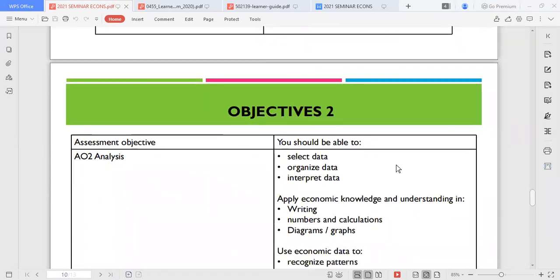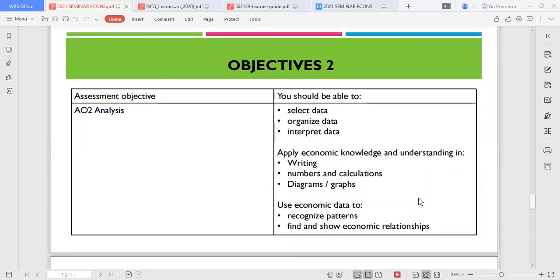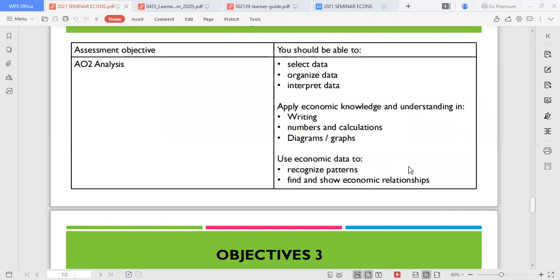You should be able to select data, organize data, interpret data. Applying economic knowledge and understanding in writing, numbers and calculations, diagrams, and also your graph. Use economic data to recognize patterns, find and show economic relationships. We have done many questions on this analysis of your data, so you should know, understand, and be able to give your best on this AO2 analysis part.